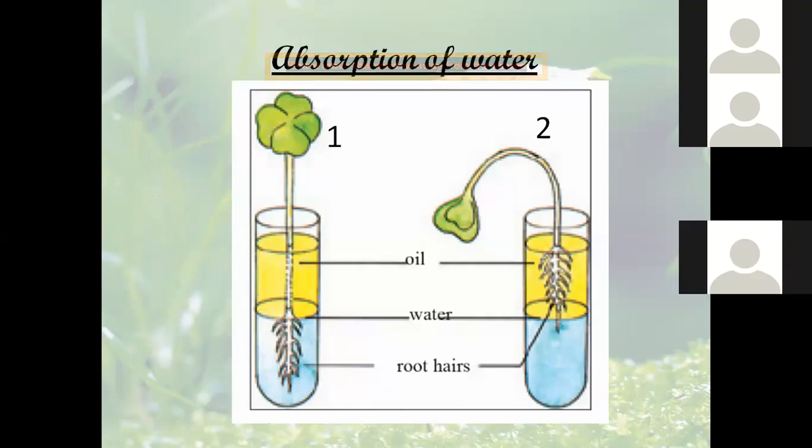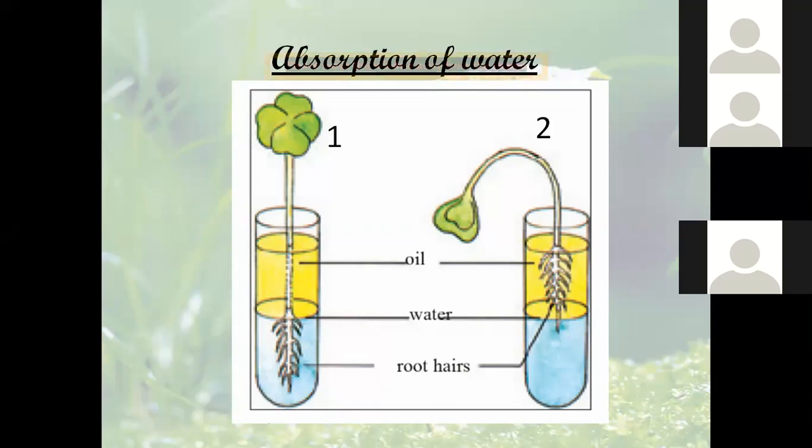Yes, in tube 1, after placing plant 1 in a tube containing water and oil, yes, you have to mention the variable factor, and the roots were in the water. You have to mention both parts of the roots. What are the two parts? Root hairs and root cap, where both the root hairs and the root cap are placed in water.